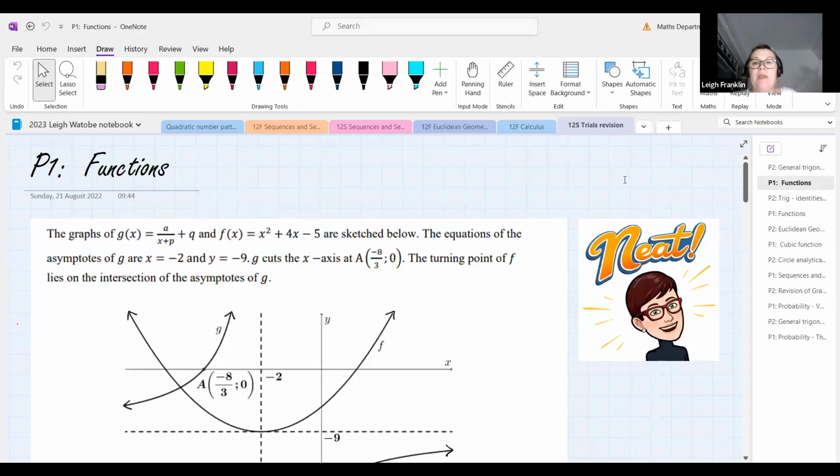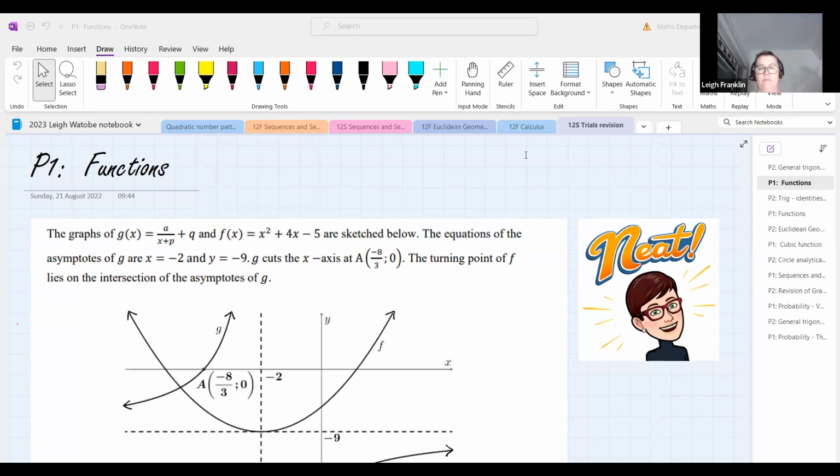Okay, so here we go. We have been given the graphs of g of x equals a over x plus p plus q, and f of x equals x squared plus 4x minus 5. Yes, Katlego, what's your question?